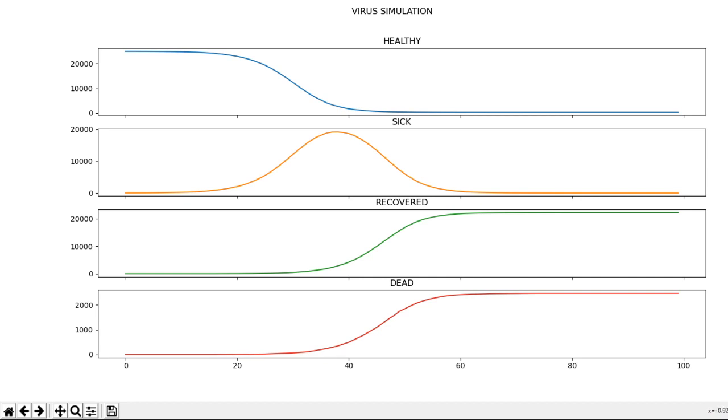For recovered people, you can see that people start recovering about here, when people start really getting sick. But the max speed of recovery and death, so the max rate of increase for recovery and death, happens about 15 days after the maximum amount of people get sick, because it makes sense, right? The most people were sick on this day, so 15 days later, the most people are recovering and passing away. But yeah, this is our virus simulation.